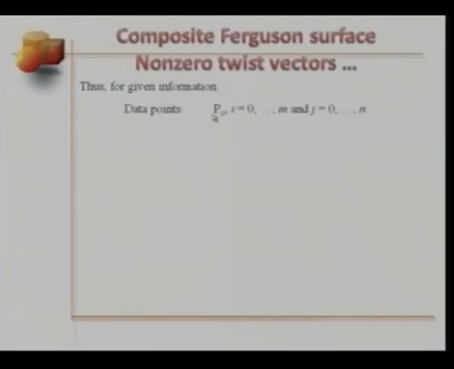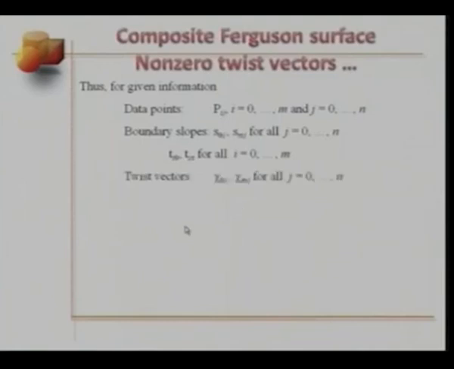which is in terms of data points p_ij, i going from 0 to m and j going from 0 to n, with boundary slopes S0j, Smj for all j going from 0 to n, and Ti0, Tin for all i from 0 to m, and twist vectors chi 0j, chi mj for all j from 0 to n, and chi i0 up till chi in for all i from 0 to m. And this is getting a little complicated.